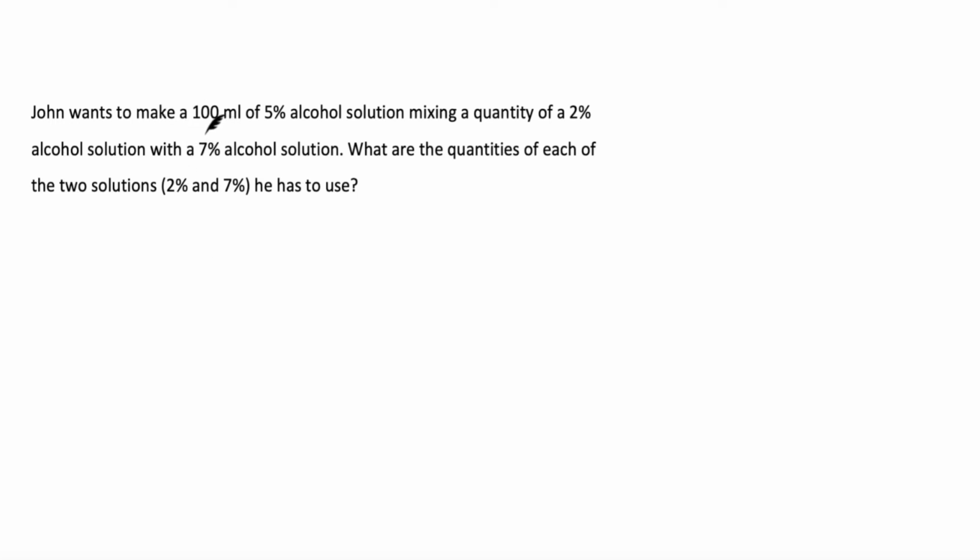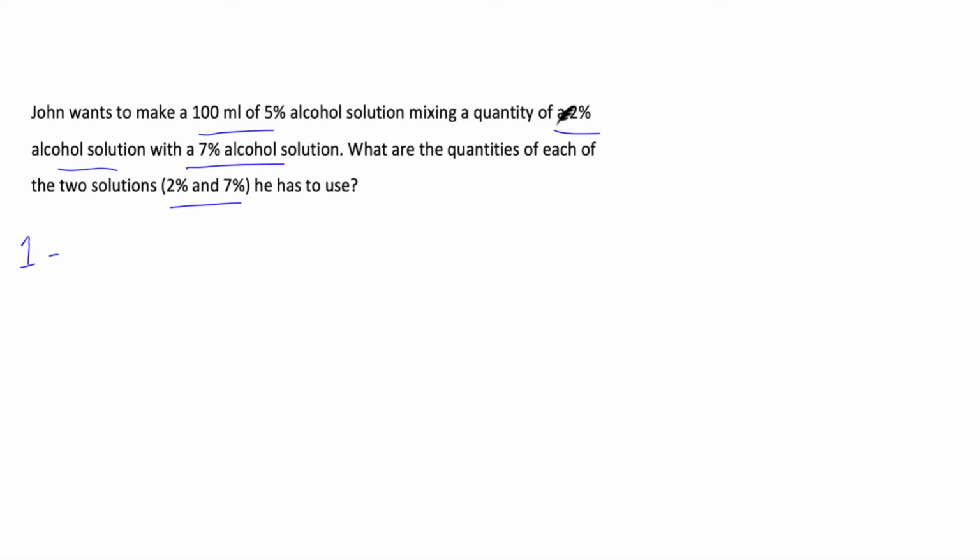John wants to make 100 milliliters of 5% alcohol solution mixing a quantity of 2% alcohol solution with a 7% alcohol solution. What are the quantities of each of the two solutions, 2% and 7%, he has to use? Everything remains the same. You have to form two equations. The first one will be of total quantity. John wants to make 100 milliliters. Now this is the total final quantity that we have.